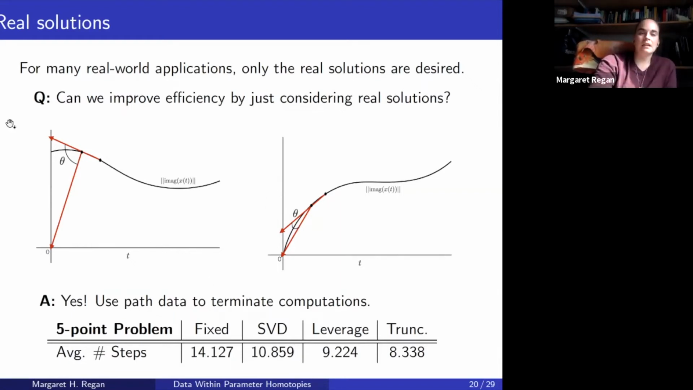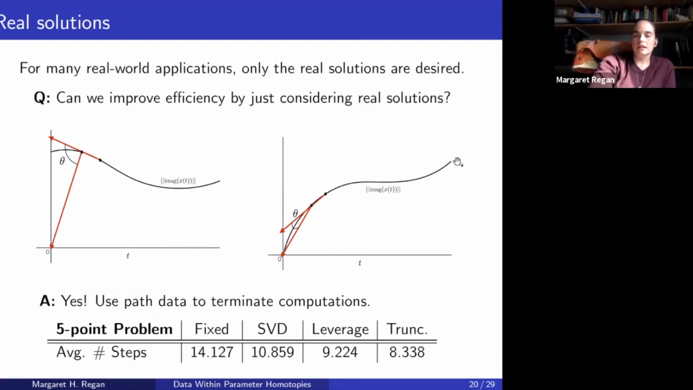So here we see that the solution ends at t equals 0 at an imaginary point, or having an imaginary component. But if we didn't have the rest of this curve, and we just had maybe these two data points, we can extrapolate these two vectors, determine this angle between them, and then say, okay, this angle is too large. We're not going to get back to a 0 imaginary component at t equals 0.